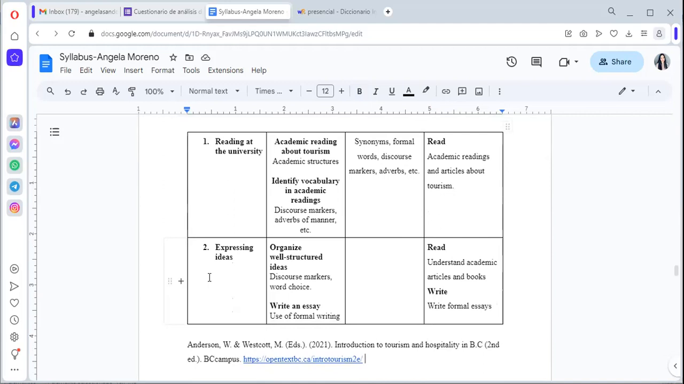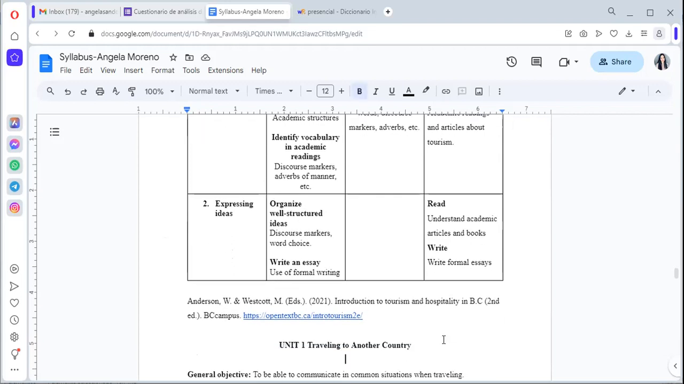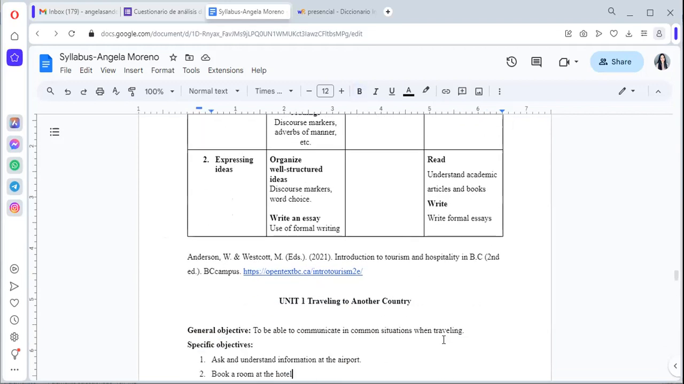Lesson 2, which is expressing ideas. In this one, he's going to organize well-structured ideas using discourse markers and word choice. Then he's going to write an essay and use formal writing. In the reading skill, he's going to understand academic articles and books and write formal essays. And here at the end, we have a resource.